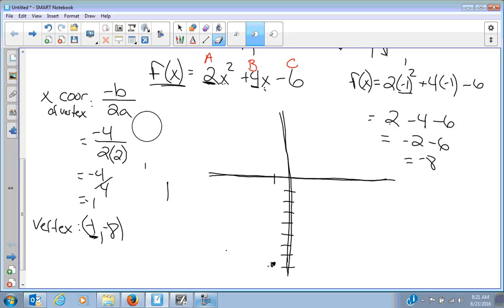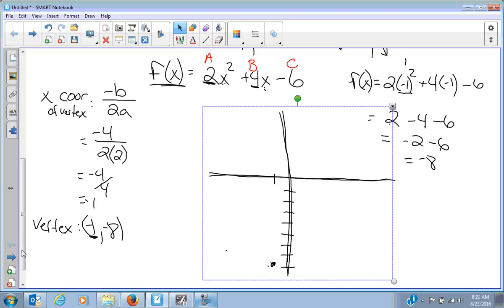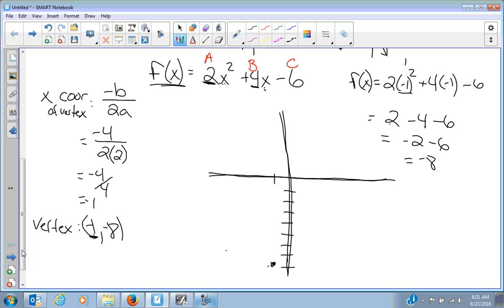But in the case that we have, I'm good, because from here I know my graph is only going to be going up. Does everybody understand how we found the vertex? Any questions on that guy? What do I know is going to run through my vertex? I know that right through this guy is going to be my axis of symmetry.